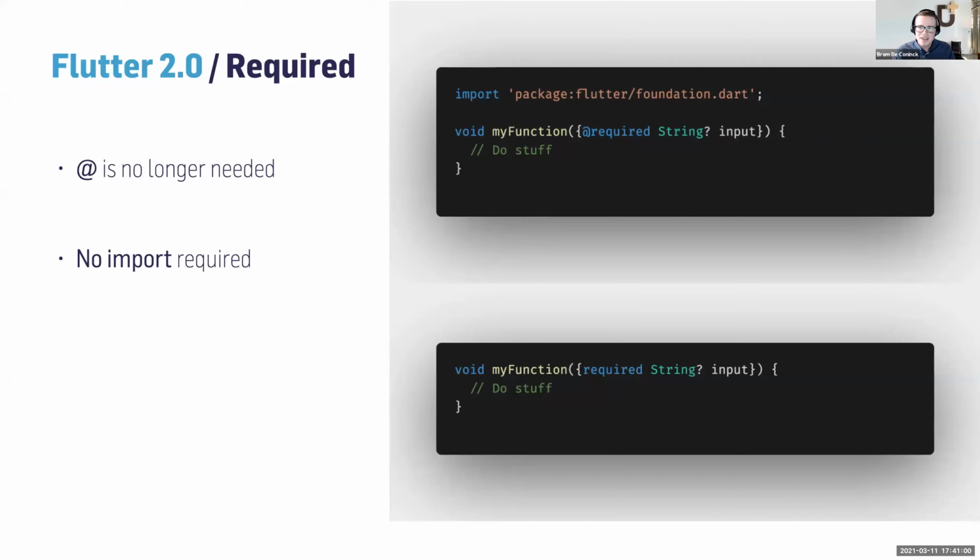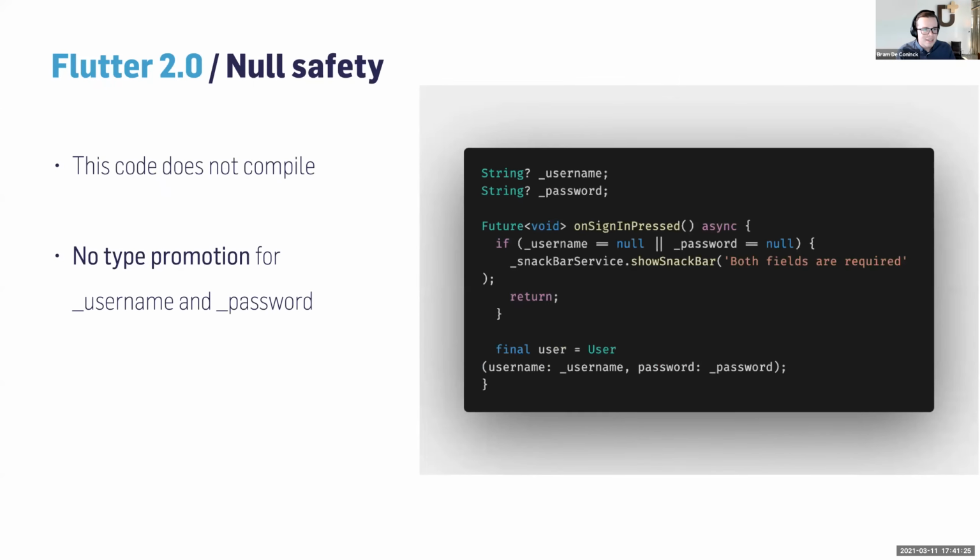And actually, the first thing I noticed is something quite small, but I like it a lot. Normally, if you're using named parameters and you want a required parameter, you have to use the @required keyword. And then also you need an import for Flutter Foundation or Flutter Material, for example. That's no longer needed. So you can drop the @ and you don't need an import anymore. So it's just baked into Dart now, which is really nice. I really like it a lot.